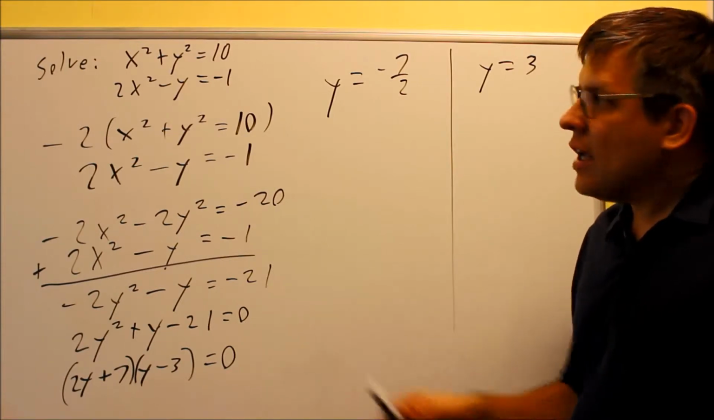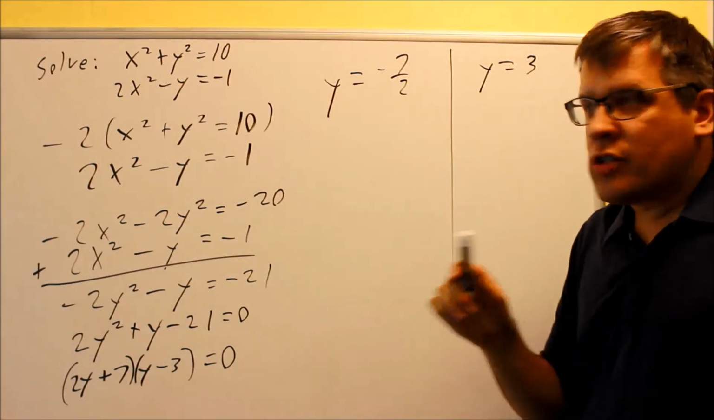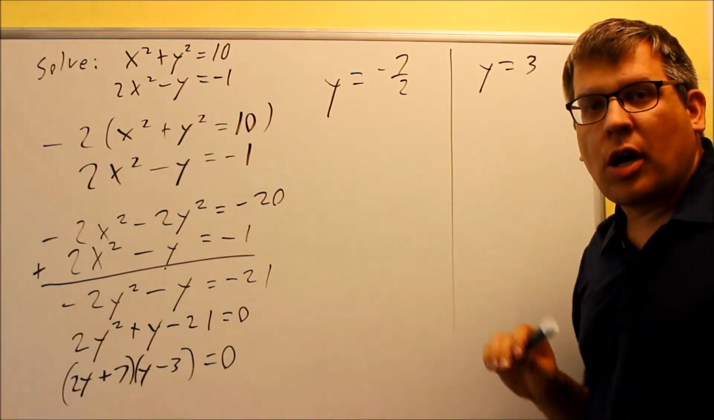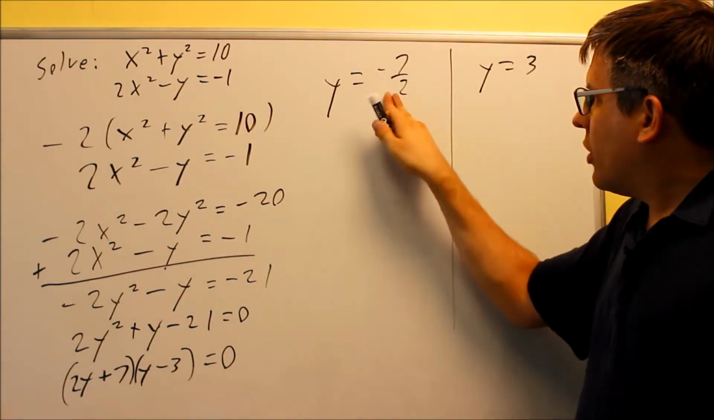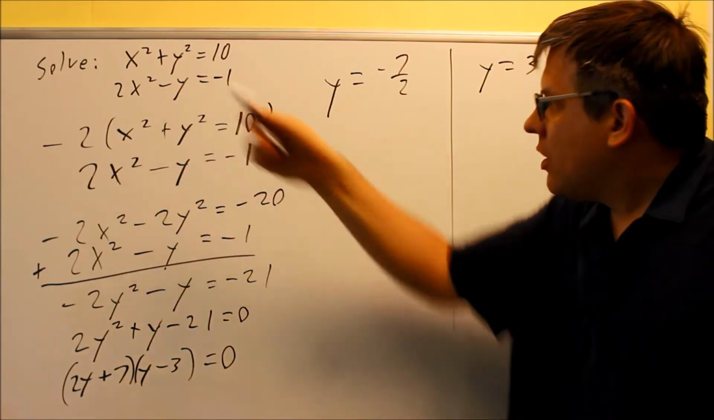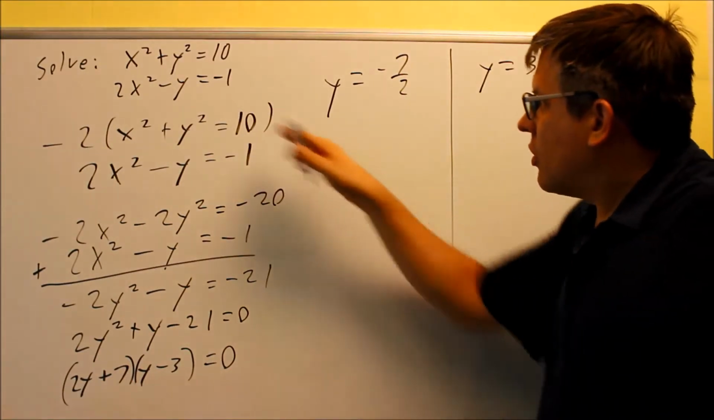It's probably going to be easier to put it into the bottom equation because that one doesn't have a square on it, and it might make things a little bit easier. So I'm going to be using the bottom equation, and I'm going to put each of these individually into that bottom equation. So first, let's start with this one.